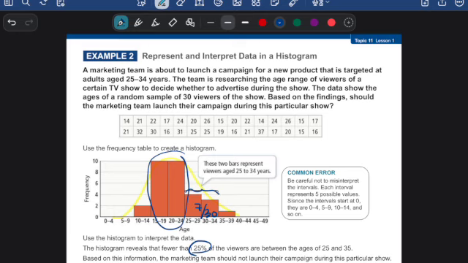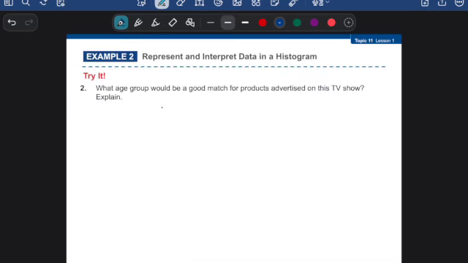And so it would not be a good idea to run their campaign because they wouldn't hit their target audience very much. What would be a better age range for them to target for this show? Well, probably this peak right here from ages 15 to 24. That would be a better target audience for this particular show, as that is the majority of those viewers. We can see we have a total of 20 viewers out of 30. That's 2 out of 3, or about 67% of the viewers are in that age range. So for the try it, again, we should target ages 15 to 24 with 67% of the viewership falling in that age range.